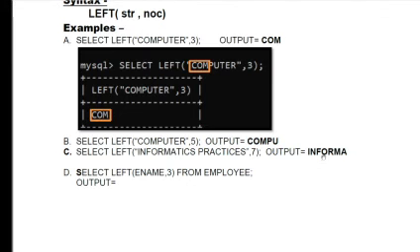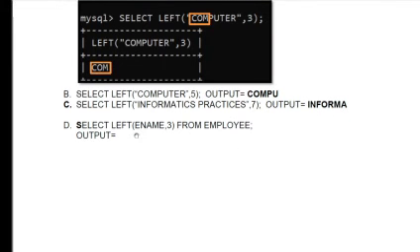So INFORMA is the output. Now apply this function on a column of any table. We have taken the example of the employee table, so we are going to use it on the employee name. SELECT LEFT(employee_name, 3) FROM employee.